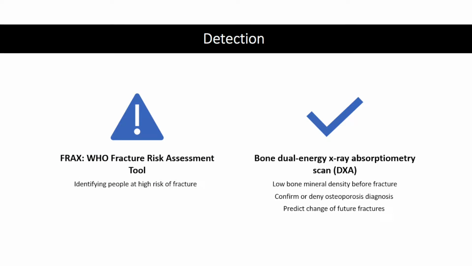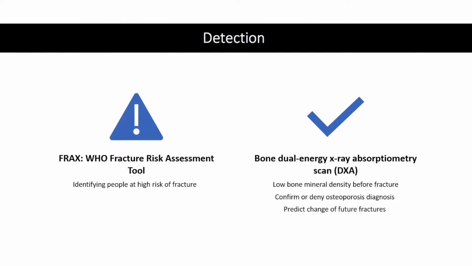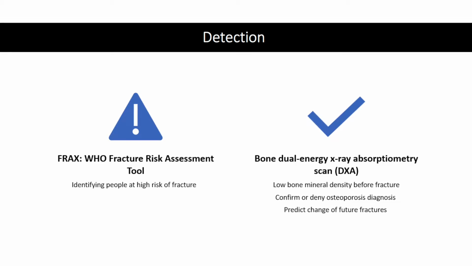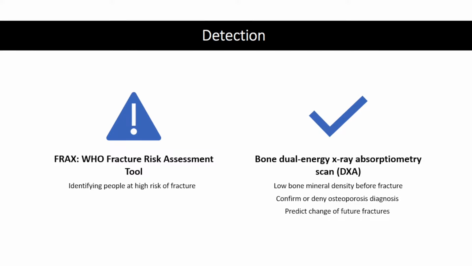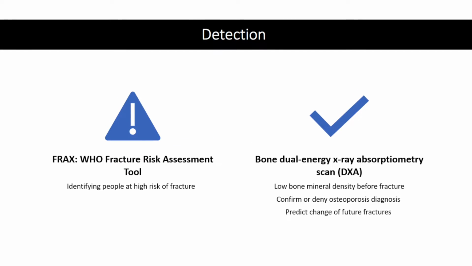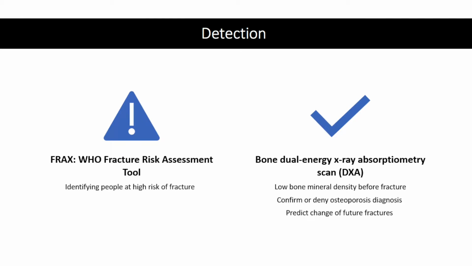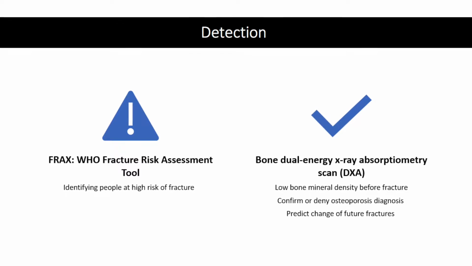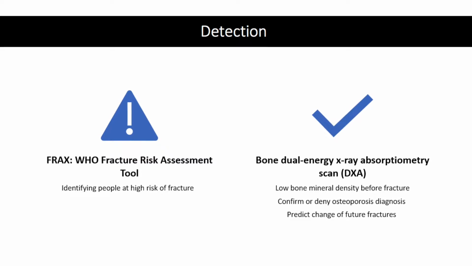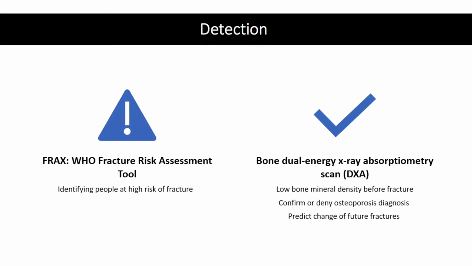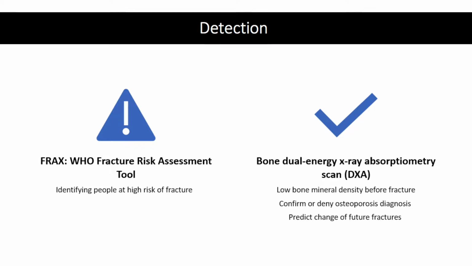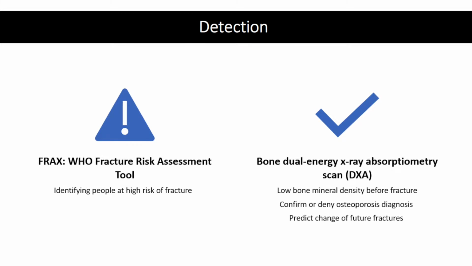Detecting osteoporosis. How do you know if you are at risk? Well, there's a great risk assessment tool called FRAX. It's a WHO fracture risk assessment tool that identifies people at high risk of fracture. If you feel that you are at high risk, or if you fall under a category that puts you at high risk, you may qualify for a bone mineral density scan or a bone dual energy X-ray absorptiometry scan.